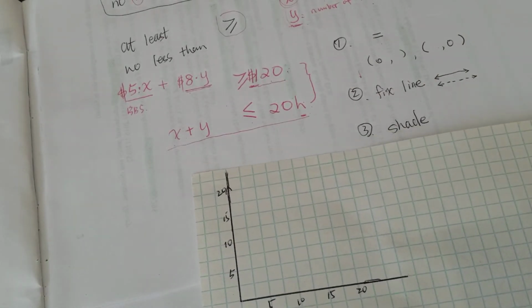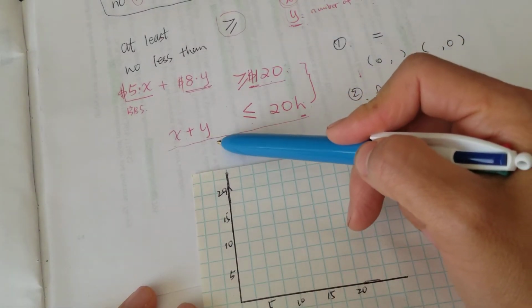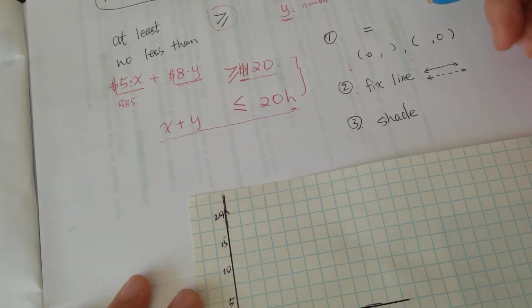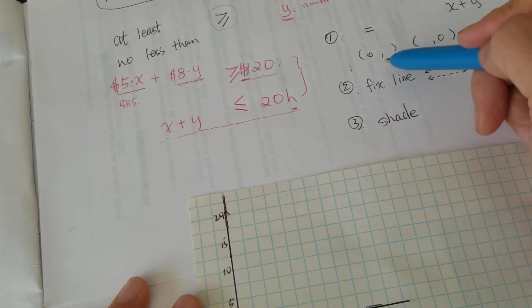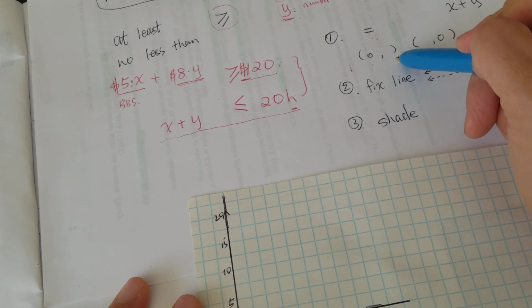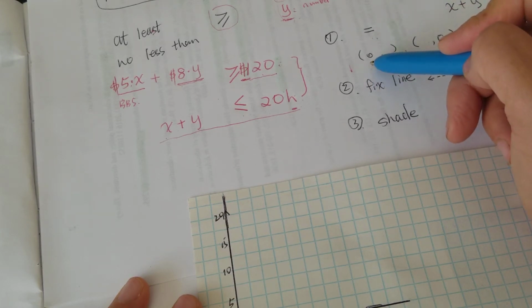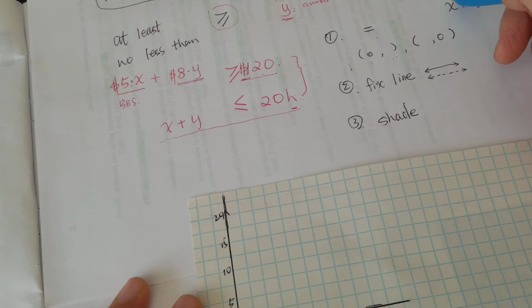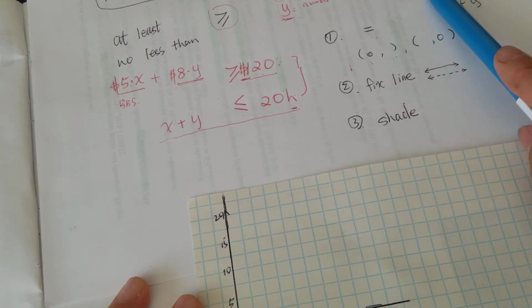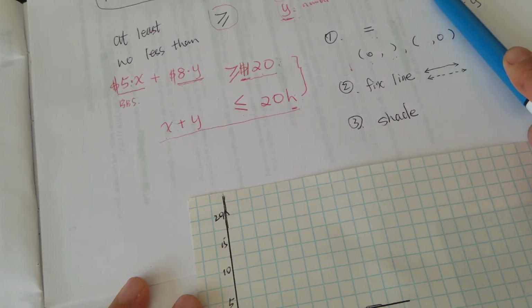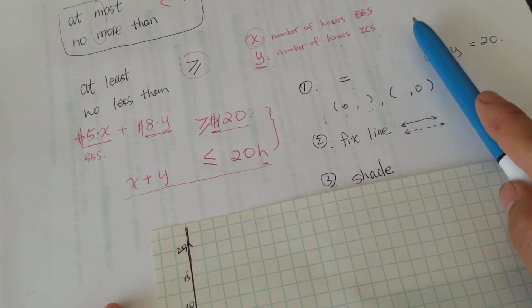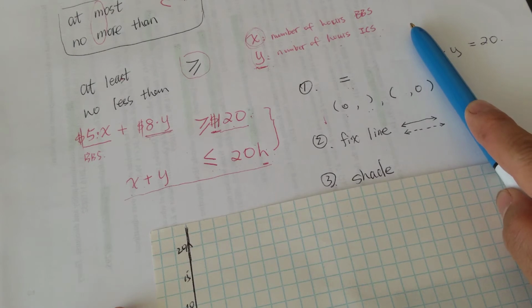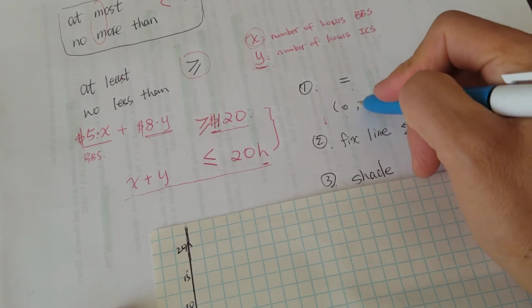Where you can see, let's start with the easiest one. Pretend they're equal. I'm going to start with the first one, x plus y equals 20. Look at the first parentheses, the first point. When x is 0, if I substitute here, x is gone, which means y equals 20. I'm going to put a 20 right here.